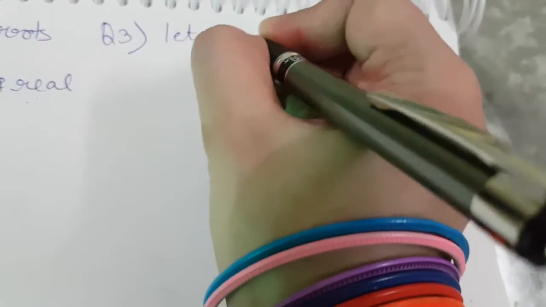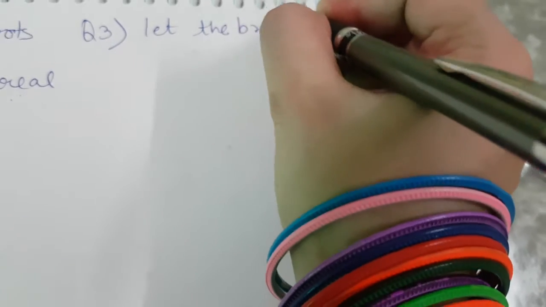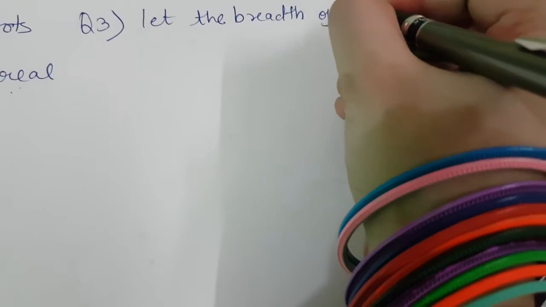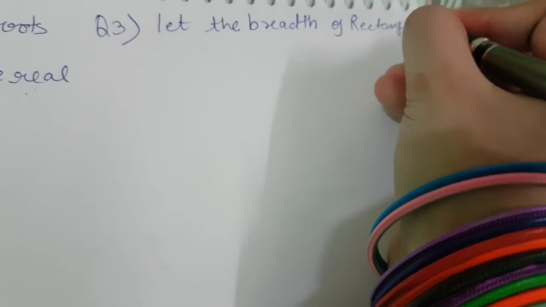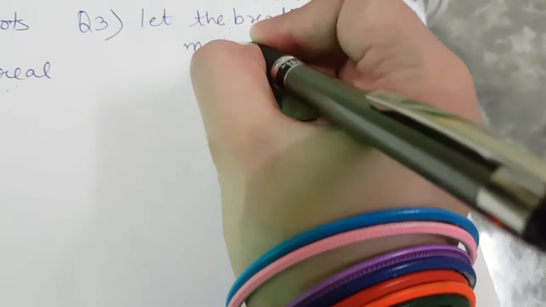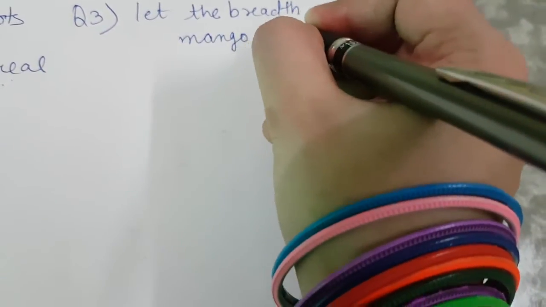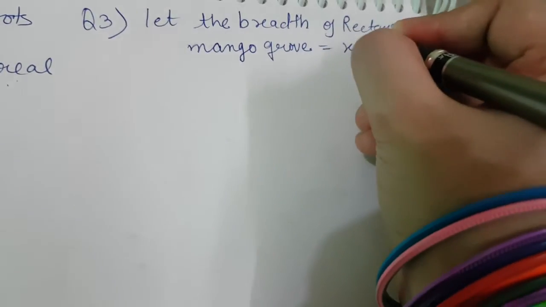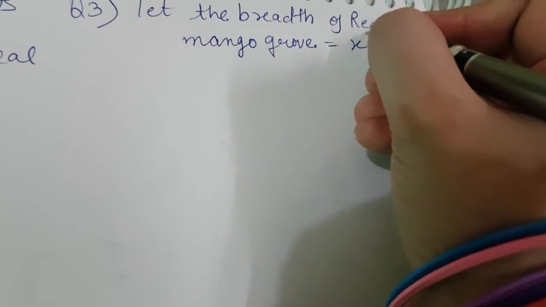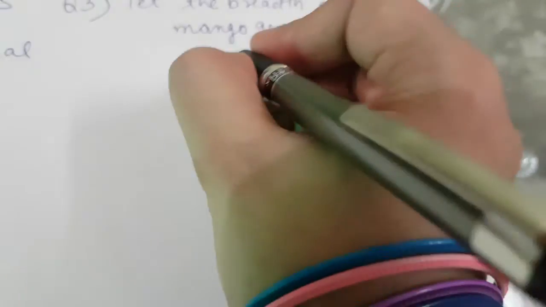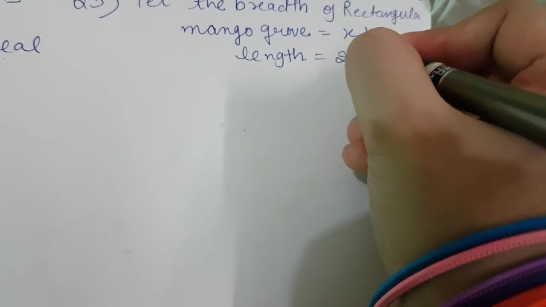So first you form the equation. That is very important before taking out anything. A rectangular mango grove whose length is twice its breadth. It means we will let the breadth of the rectangular mango grove be x meter. So according to this, the length is twice its breadth, it means 2x.